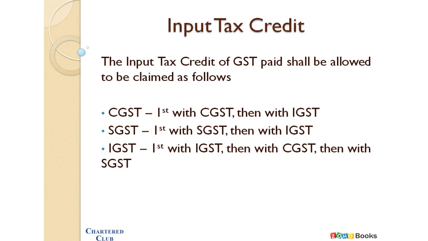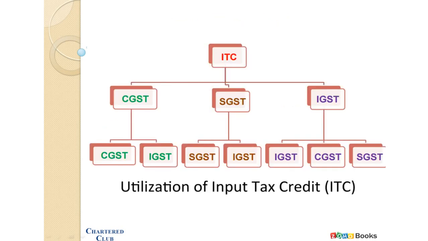I'll try to explain this again with the help of a diagram. CGST can be claimed first with CGST, then with IGST. SGST would first be claimed with SGST, then with IGST. IGST would first be claimed with IGST, then with CGST, then with SGST. This is how the utilization of input tax credit would happen under GST.